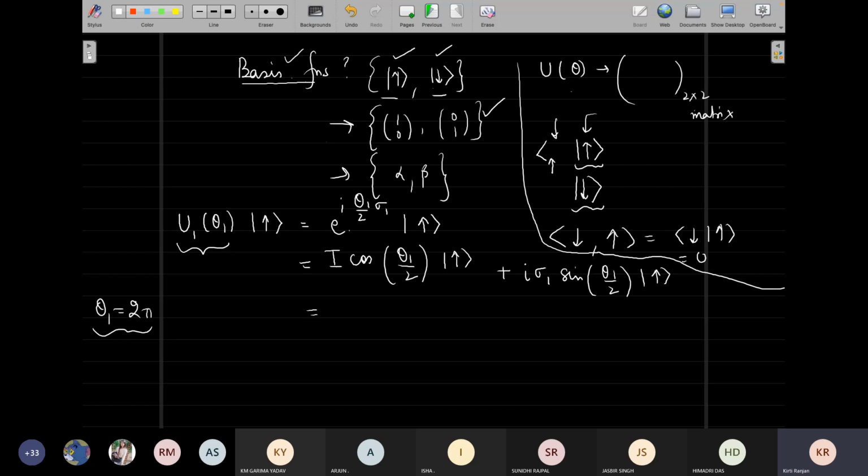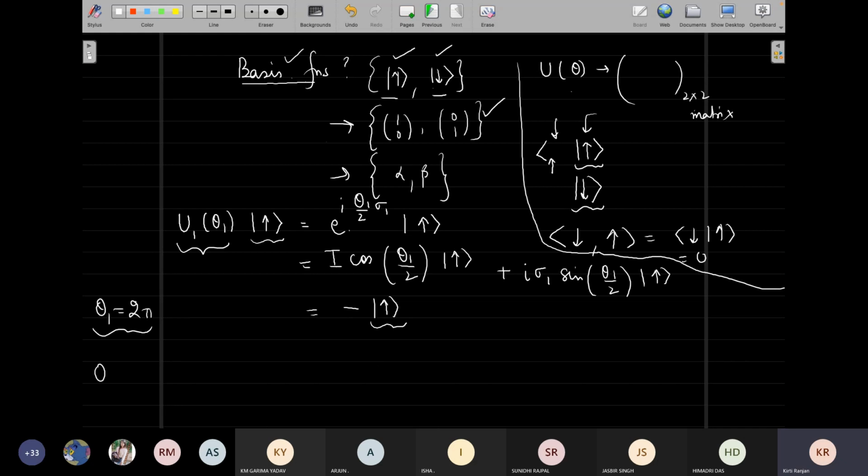Cos theta 1 over 2. So cos of pi, which is minus one. So this will become this, since I acting on this state is just going to return that. What about sine of pi? Zero. So I will be left with this. So what I get is actually the same state back, but with the sign opposite.